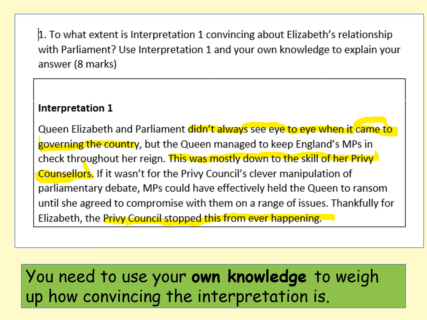Now, sometimes it can help to actually break this question down a little bit. But the big thing to emphasize is you only need to use your own knowledge to help you decide how convincing the interpretation is. You do not need to talk about anything like the provenance of the source or where it comes from. So it's not about whether a source is biased. It's all about using your own knowledge to weigh up how convincing the interpretation is.